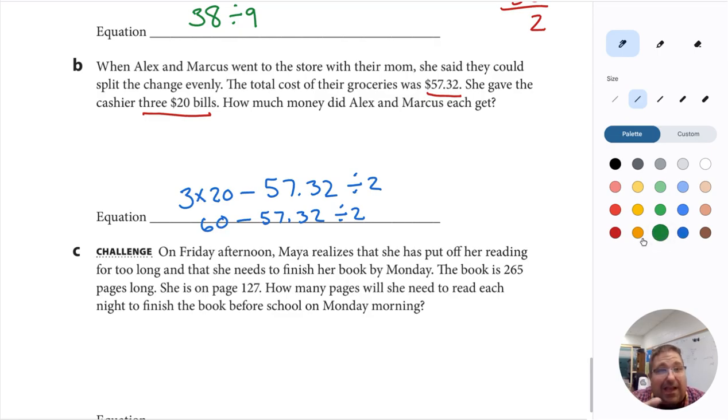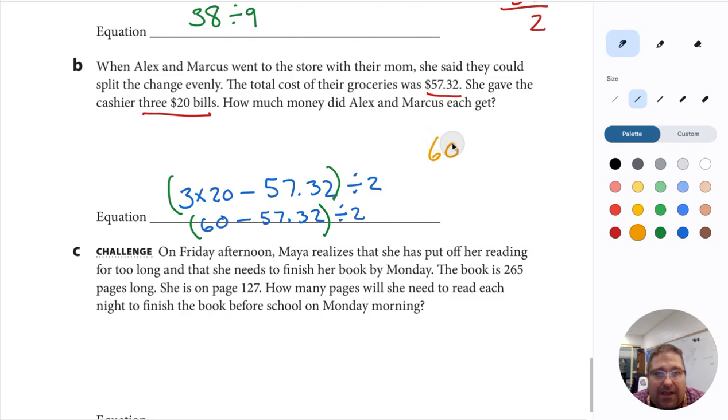So what can I do to lock it in, force it? I'm the boss, right? You're doing what I want you to do. We need to do all of this before we divide by 2. If you want to put parentheses around 3 times 20, you can, but you don't have to. But the key is now I need to make sure we subtract. Then whatever we get left over, we've got to divide that by 2. So let's go ahead and set that up.